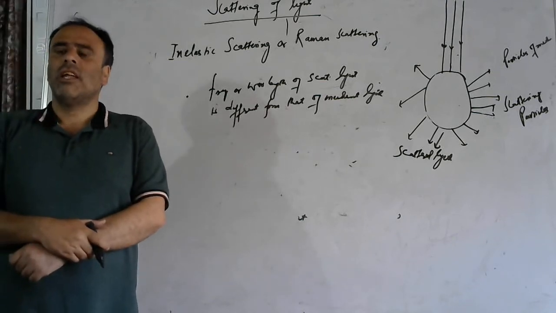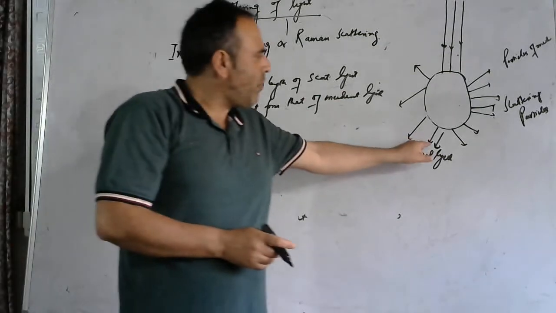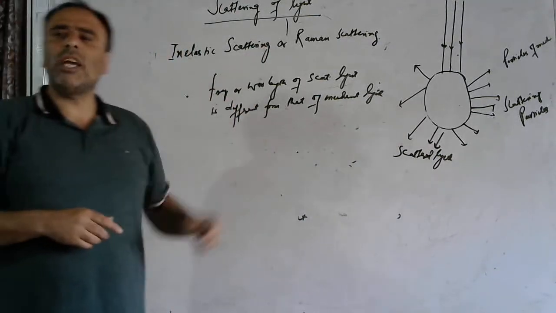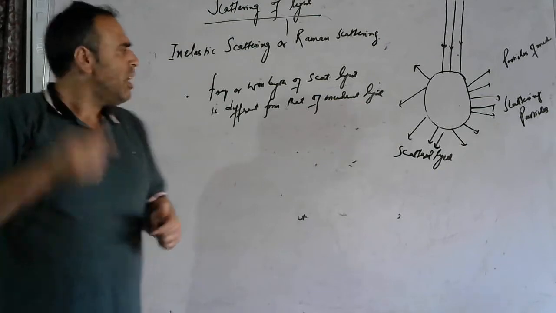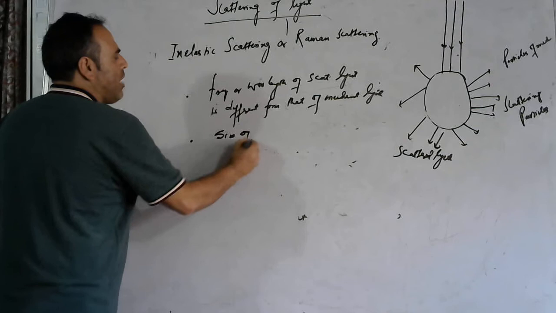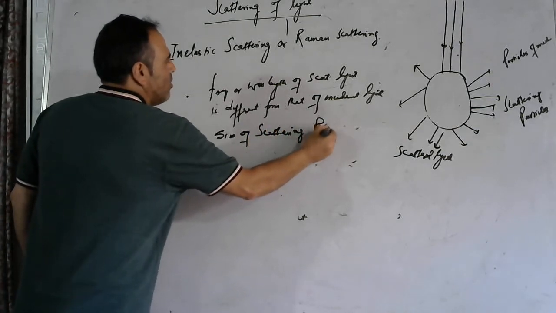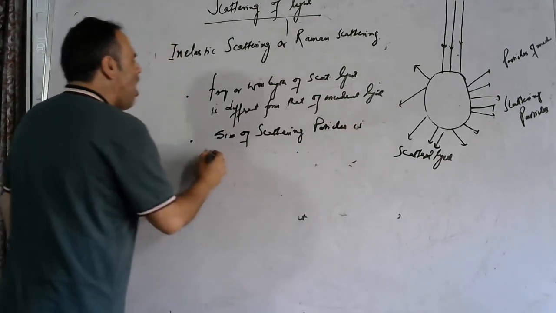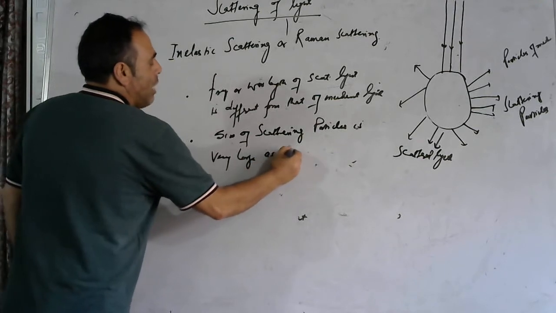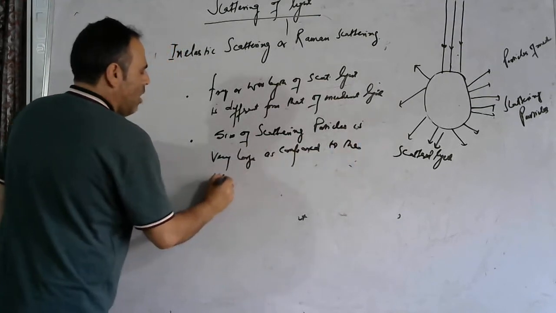We can say that the type of scattering in which the wavelength or the frequency of the scattered light is different from that of the incident light. This type of scattering occurs when the size of scattering particles is very large as compared to the wavelength of incident light.